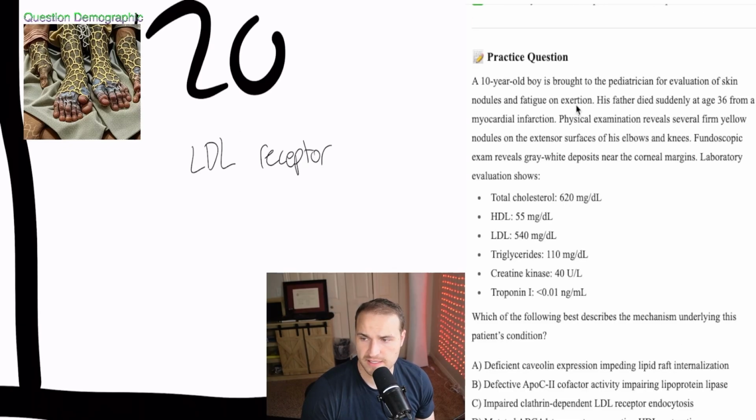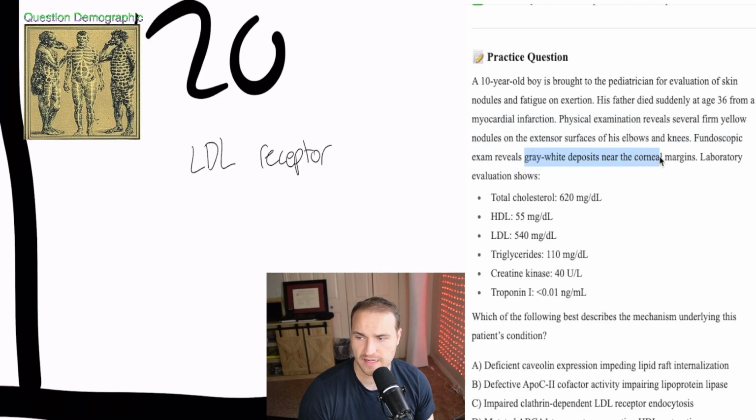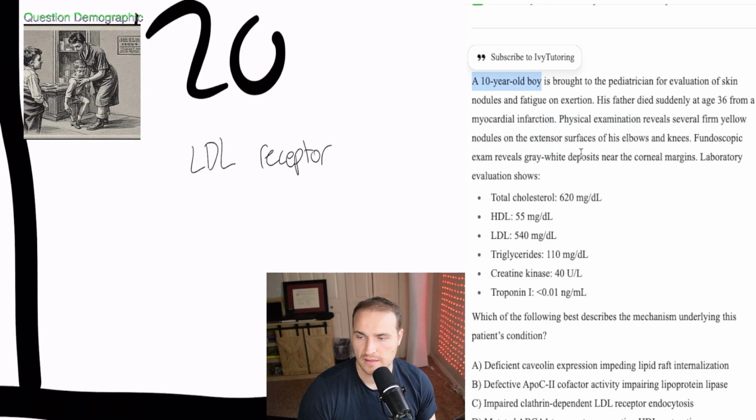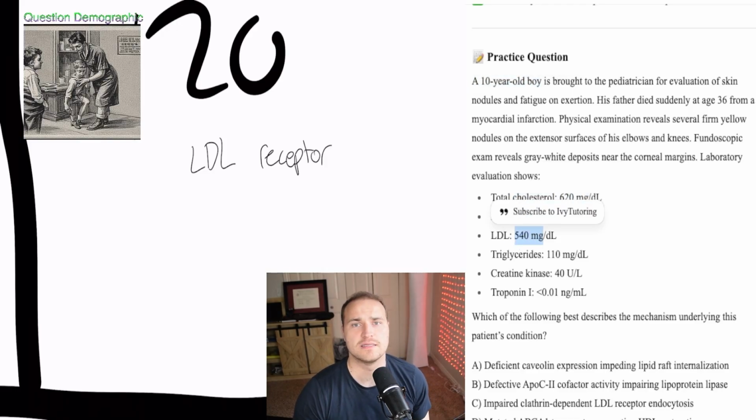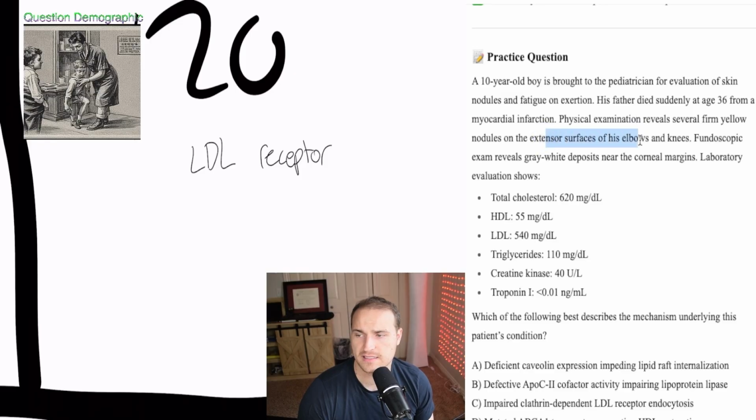All right, in this question, we have a 10-year-old boy brought to the pediatric clinic for evaluation of skin nodules and fatigue on exertion. His father died at 36 from myocardial infarction. Fundoscopic exam shows gray-white deposits near the corneal margins. Lab shows total cholesterol 620, LDL 540. All right, so what's happening here? You could see these firm yellow nodules, these tendon xanthomas.